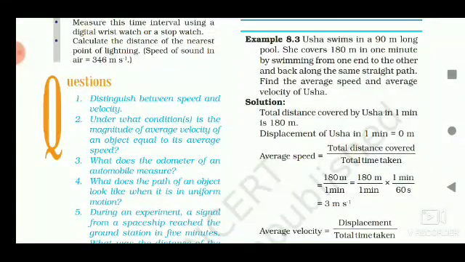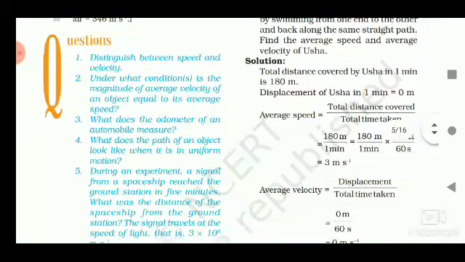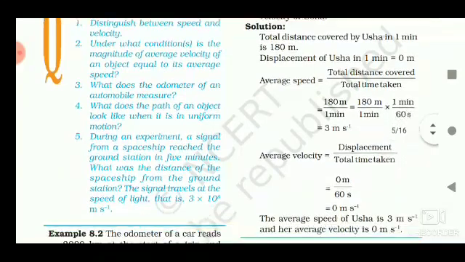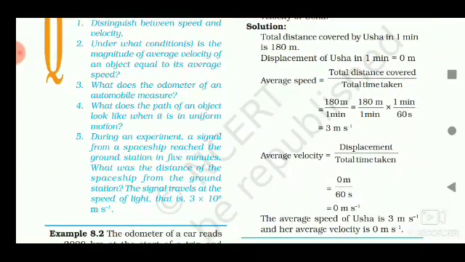Therefore average speed is the total distance covered, 180 meter by 1 minute, means 180 by 60, that is 3 meter per second. And average velocity is 0 because displacement is 0, and because the initial and final position are the same, she turned back to the same point, so displacement is 0, therefore average velocity is also 0. So from this example we have seen that average velocity may be 0, but average speed cannot be 0.